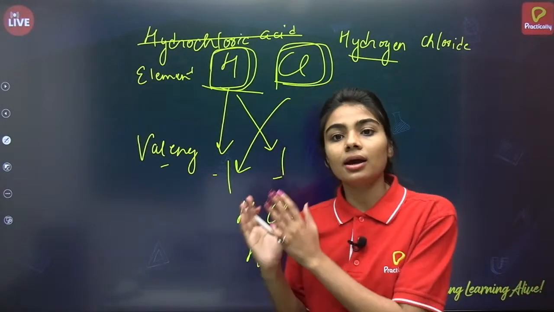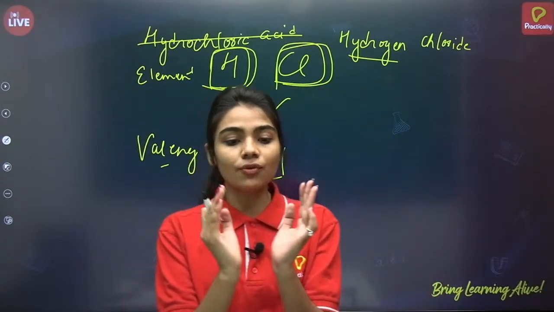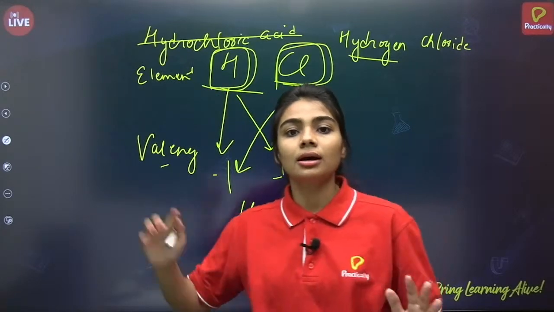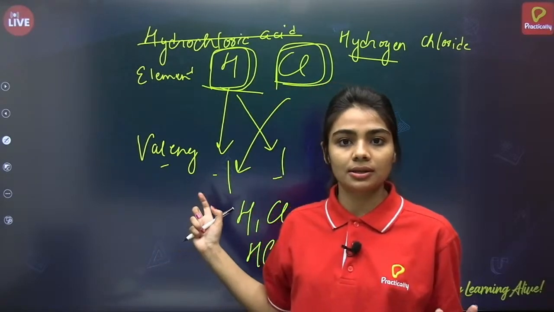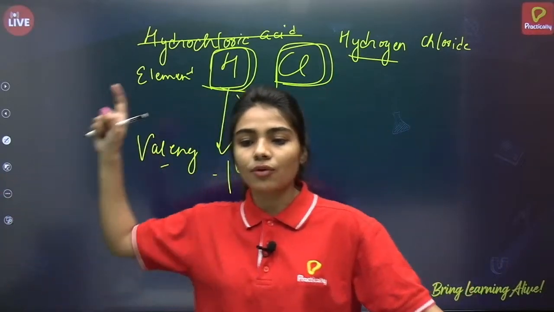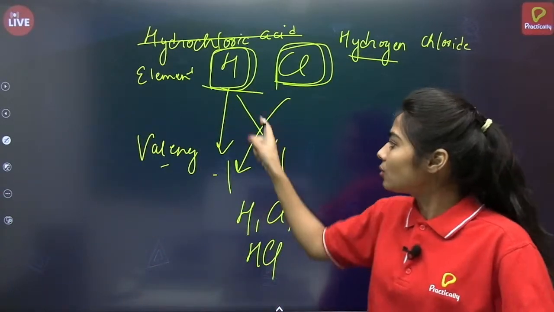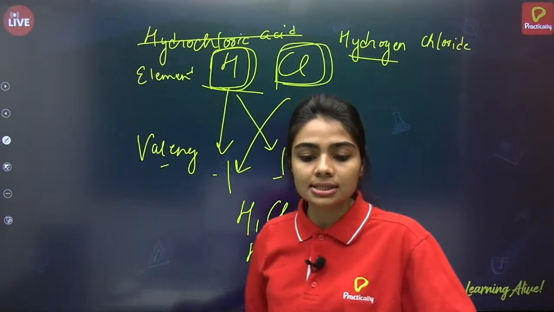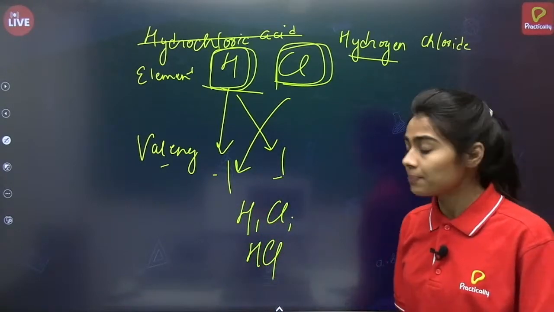So from here, what did you get to know? First of all, you need to remember the symbols for the elements. Like for hydrogen chloride, the hydrogen symbol is capital H. For chlorine, it is Cl. Now cross multiply with their valencies and you will get the chemical formula.